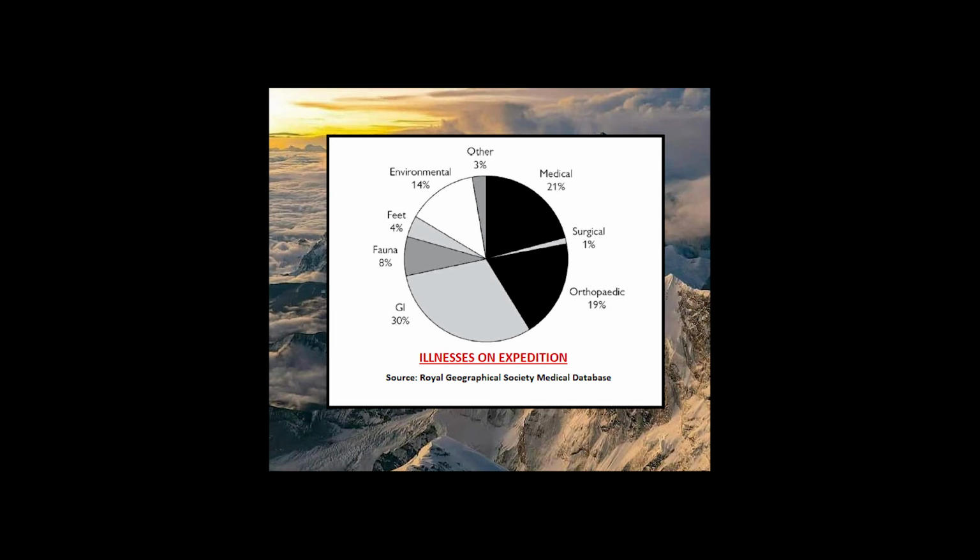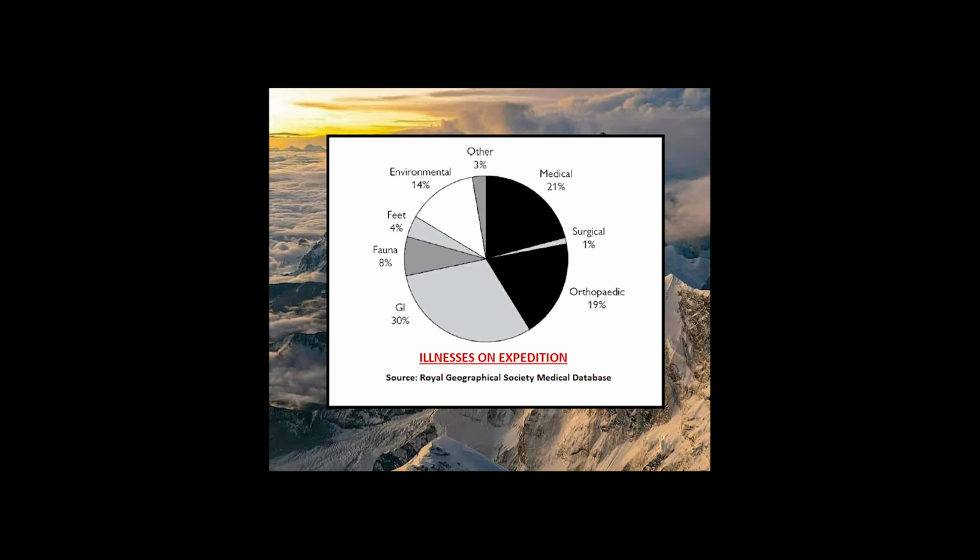Orthopedic is the next one, 19%. So we're talking about problems with joints, sprains and back strains. Simple things like ankle sprains are very common. But again, rest and simple painkillers usually help with these ailments. Fractures and more serious trauma will certainly require evacuation. And again, there are a whole host of other problems.